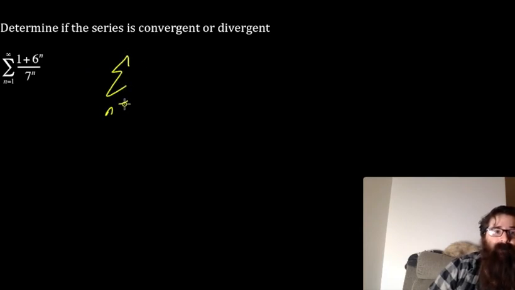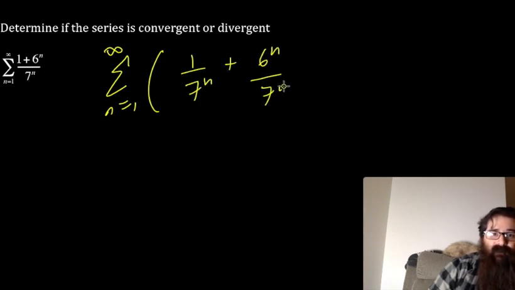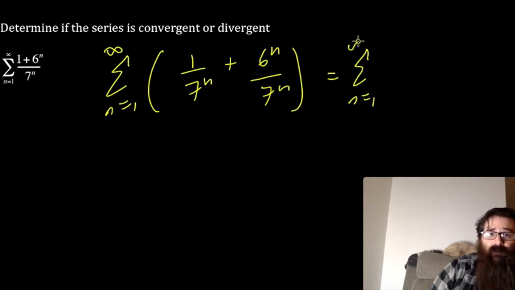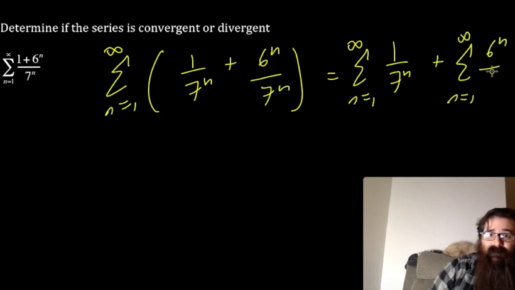But what I want to do is break this up. I want to say the sum from n equals 1 to infinity of, I can split this up as 1 over 7 to the n plus 6 to the n over 7 to the n. And what I can do is write these as 2 separate series. I could say the sum from n equals 1 to infinity of 1 over 7 to the n plus the sum from n equals 1 to infinity of 6 to the n over 7 to the n. Now there's a really cool move I can make here.